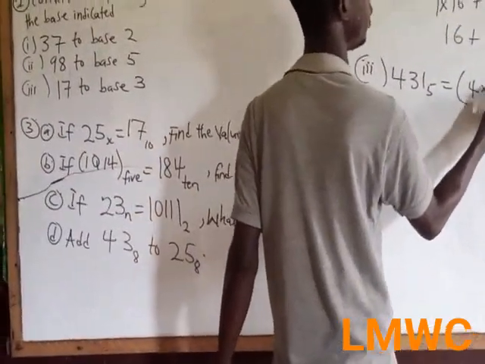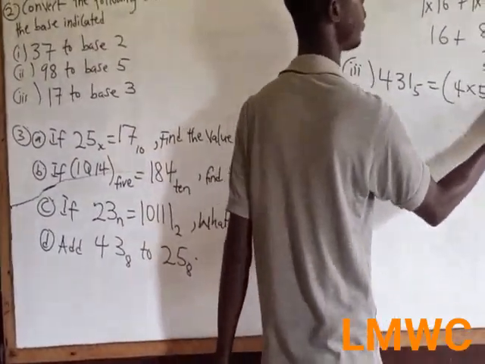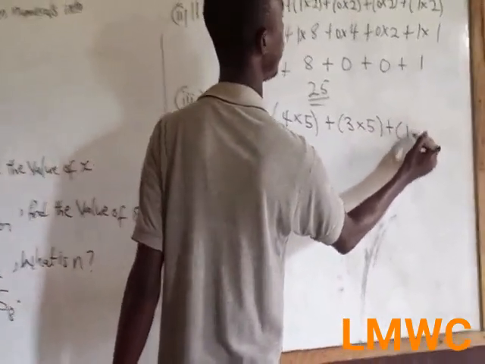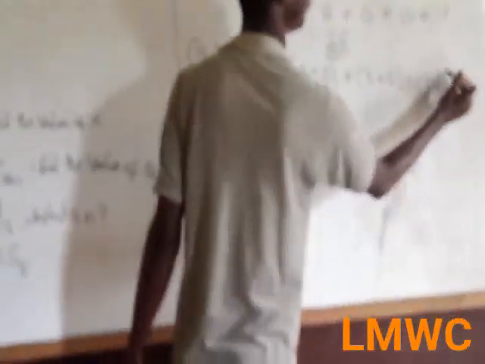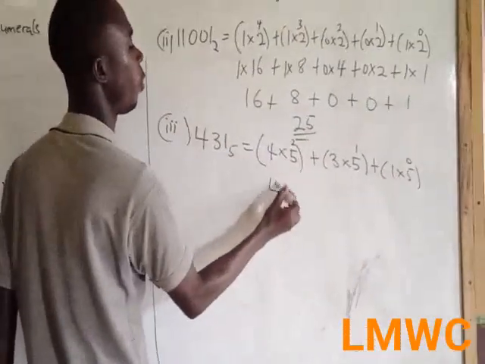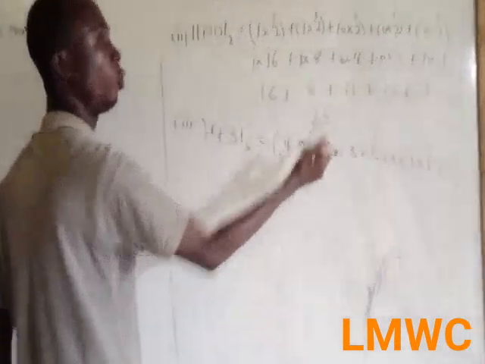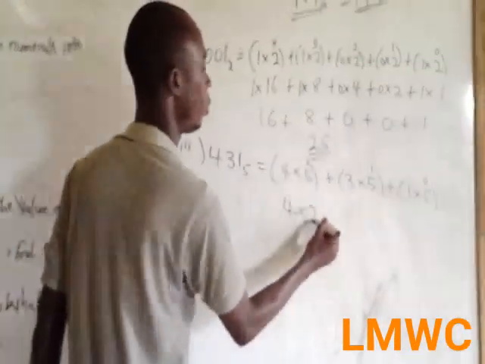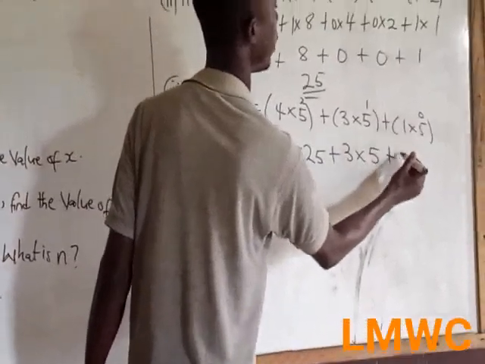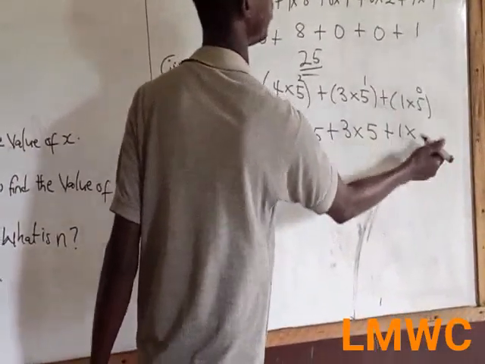The third one, you are given 431 base 5, the same method. So 4 times 5, plus 3 times 5, plus 1 times 5. So 0, 1, 2. We have 4 times 5 raised to the power 2, which is 25, plus 3 times 5, plus 1 times any number raised to the power 0, which is 1.